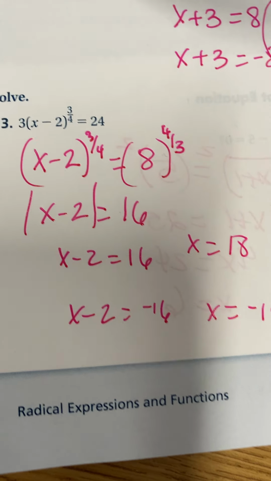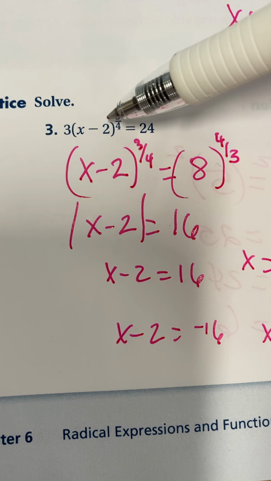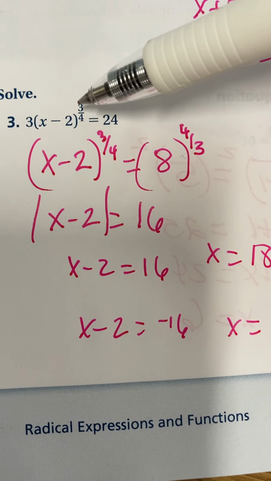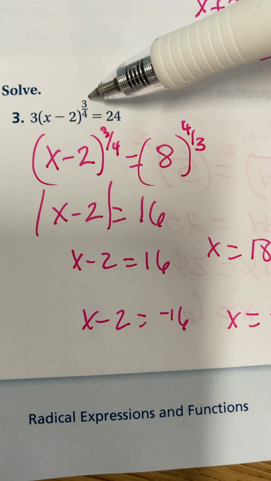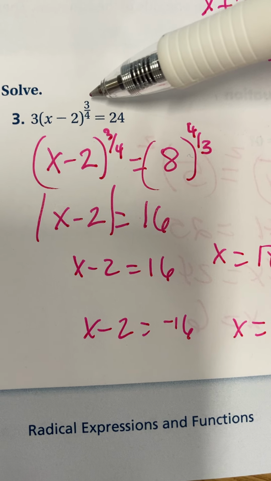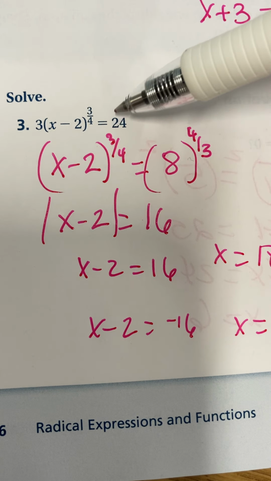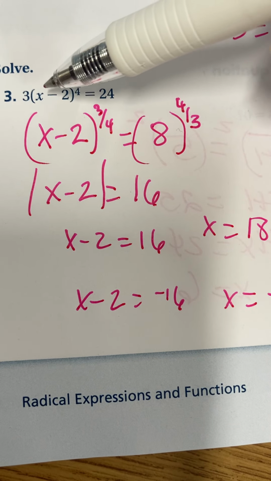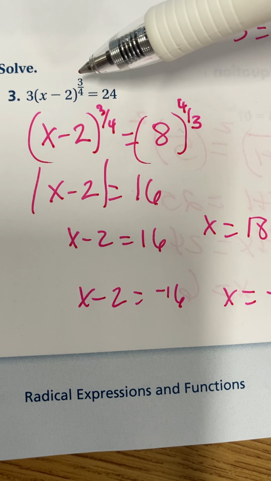Let's go through and do this. If you put 18 in here, 18 minus 2 is 16. The 4th root of 16 is 2. 2 to the 3rd power is 8. And 8 times 3 is that. If you take negative 14, put it here, you're going to get negative 16.